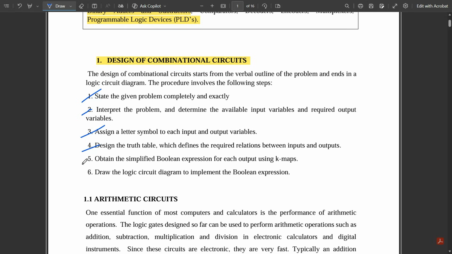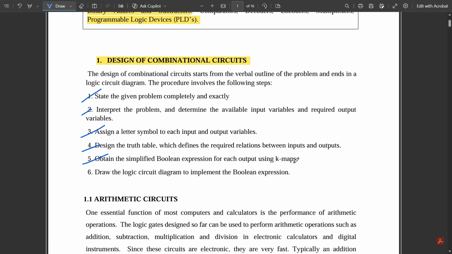Okay, the fifth step is to obtain the simplified Boolean expression for each output using K-maps. Using K-maps is not necessary. Based on the logic which we are using in that particular circuit, we could simply find the Boolean expression, for example using AND logic, OR logic, XOR logic, like that. If you know the logic and know the steps to be calculated using those logics, you could easily find the Boolean expression. There is no requirement to use K-maps and all.